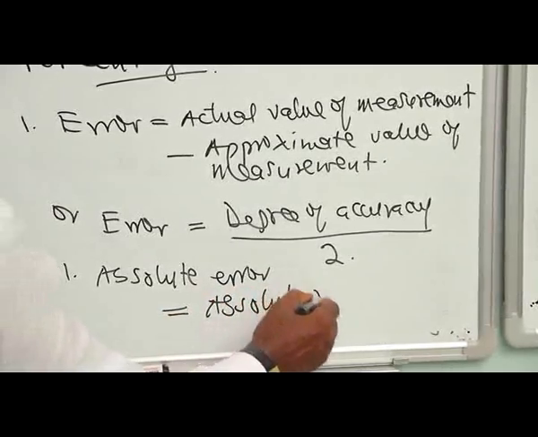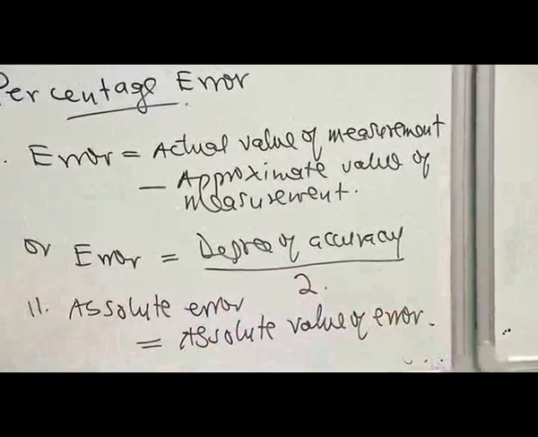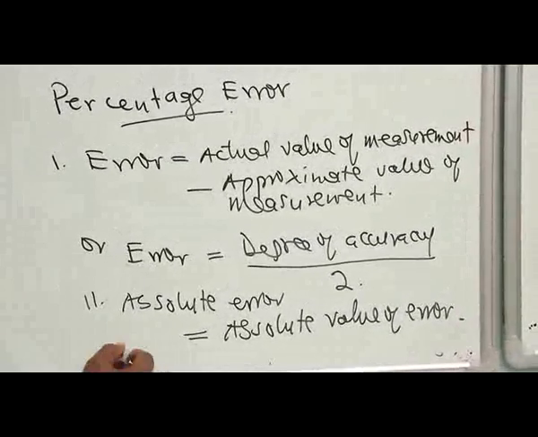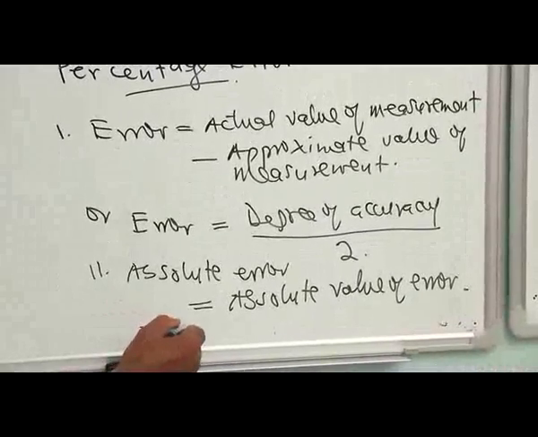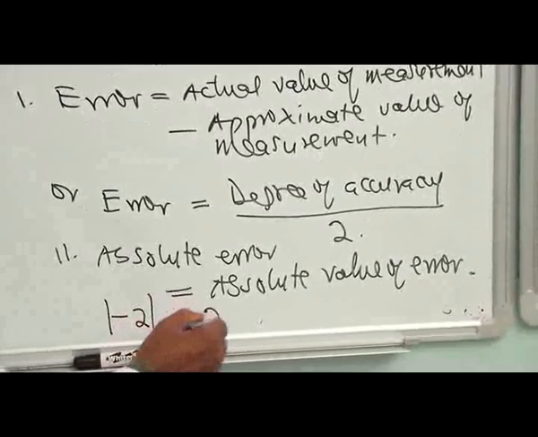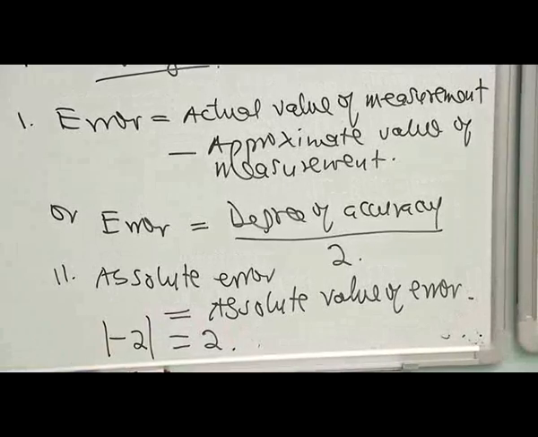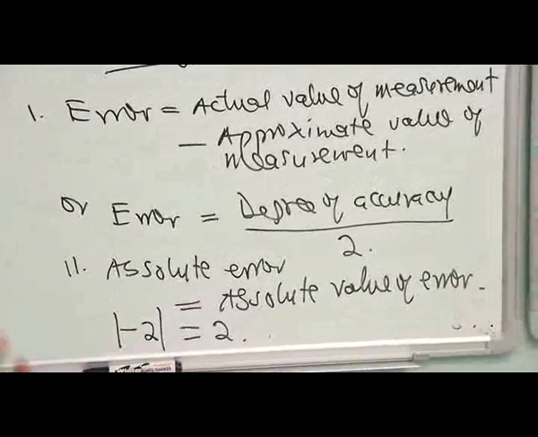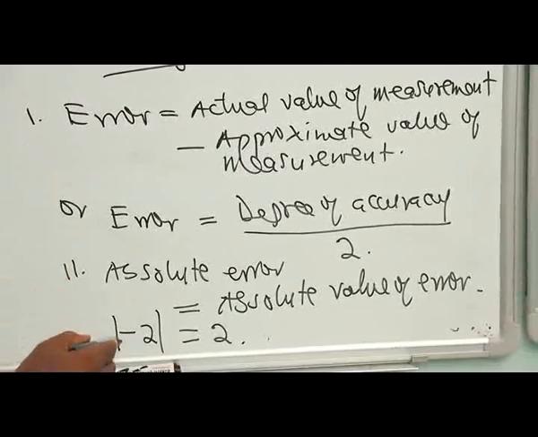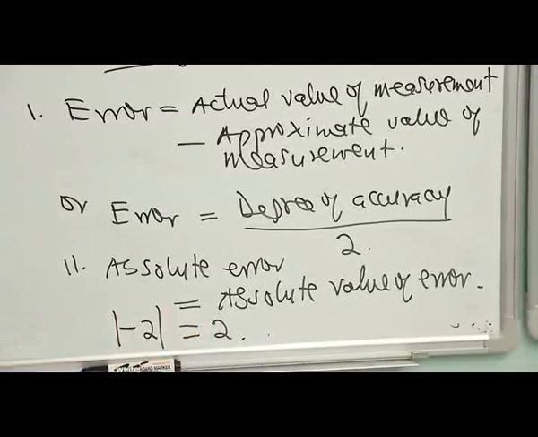Absolute value of error. What do we mean by absolute value of error? For example, if you have -2, the absolute value of -2 is equal to 2. So we are talking about the positive value of your error. Whether it is minus or it is plus, we are interested in the absolute value. The absolute value of -2 is 2. The absolute value of +2 is 2.